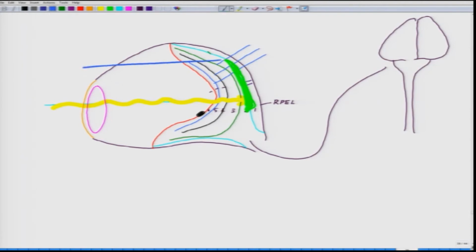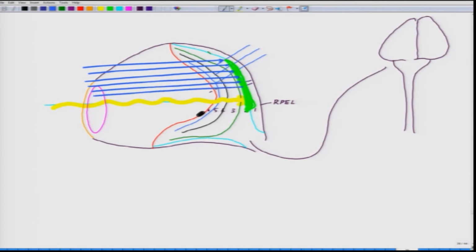Here the light is reaching faster, here the light is reaching later than that, here the light is reaching even later than that. So, likewise what you are seeing is that there is a contrast which is being created in the whole image.